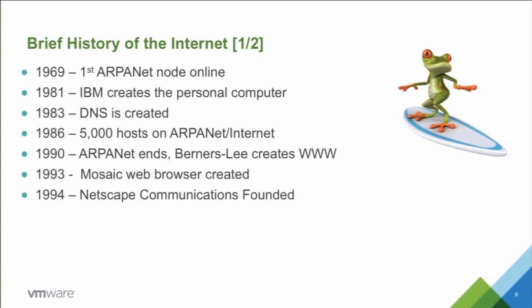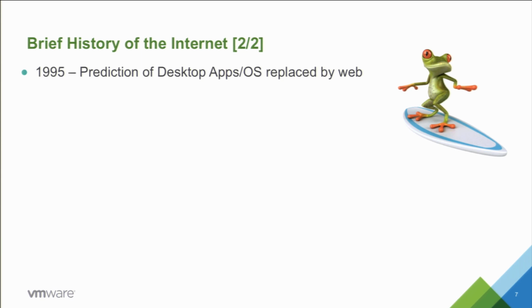Now, this is a lot of historical drivel that's not really that important to modern compute, but here's where things get interesting. In 1995, people started making predictions that desktop operating systems and apps were going to be replaced by the web. This is 1995.